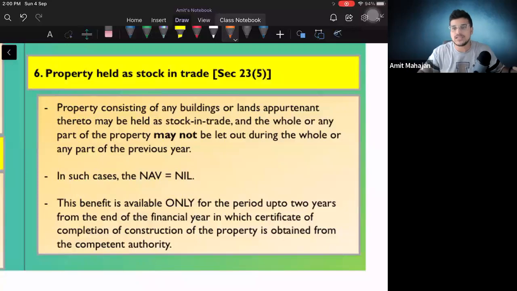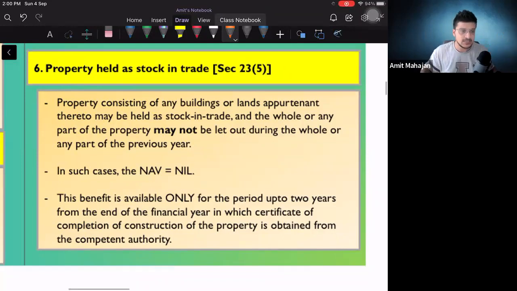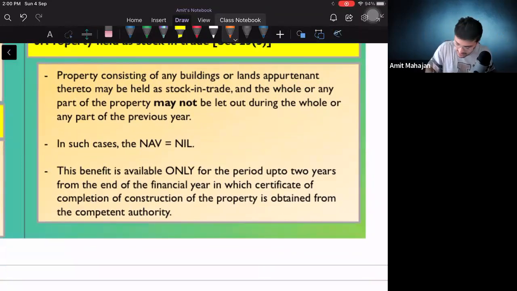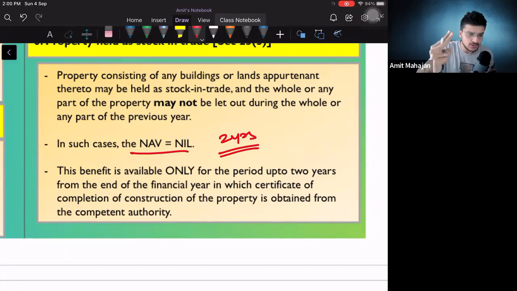So this is what the government wants, and this is why point number 6 has come. This is the proper logic of this. Now this benefit is available. Now NAV is equal to 0, but NAV for how many years? For 2 years. Now, 2 years will start from which financial year, which date, we will see. This benefit is available only for the period up to 2 years from the end of the financial year in which the certificate of completion of construction of the property is obtained from the competent authority.